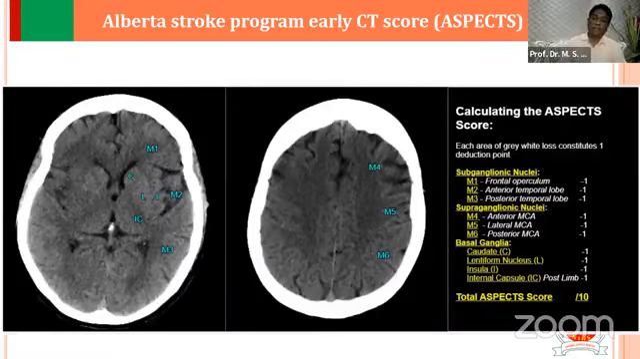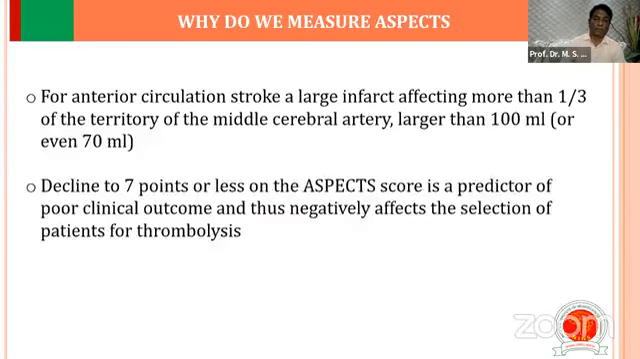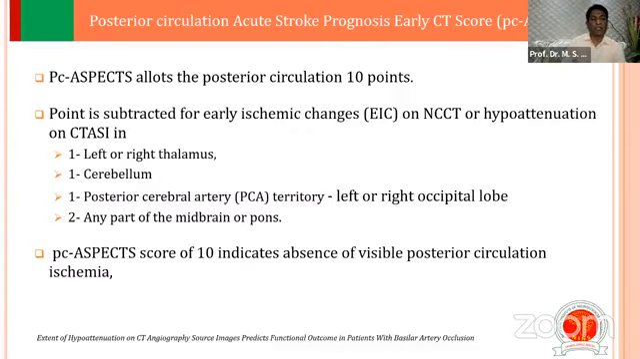We do the ASPECTS assessment before thrombolysis: M1, M2, M3, M4, M5, M6, and caudate nucleus, lentiform nucleus, insula, and internal capsule. So every area counts one point, total 10 points. We do the thrombolysis when the score is 7 or more than 7. The total points is 10, and we can thrombolyse when the score is 7 or more.